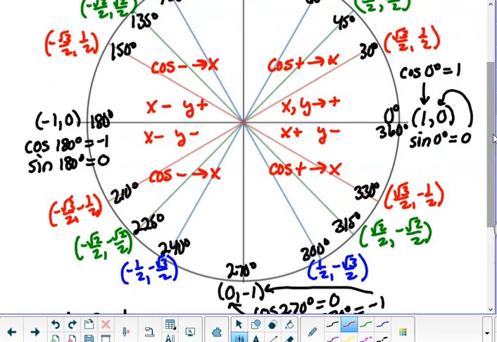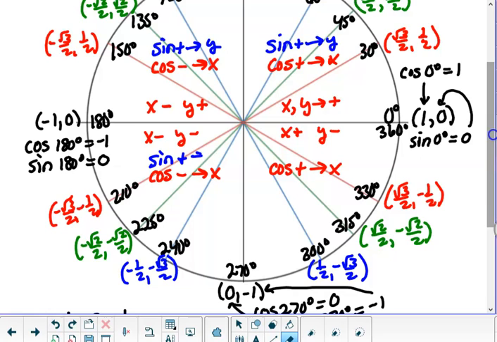Okay, so let's look at sine, this whole thing of sine. I think I might have just said cosine, but I meant sine. We were just doing sine. So sine is positive because it goes with y. Y is positive here. Sine is positive because it goes with y. Y is positive in quadrant 2. Sine is negative because it goes with y. It's negative because y is negative in quadrant 3. Sine is negative because y is negative in quadrant 4.